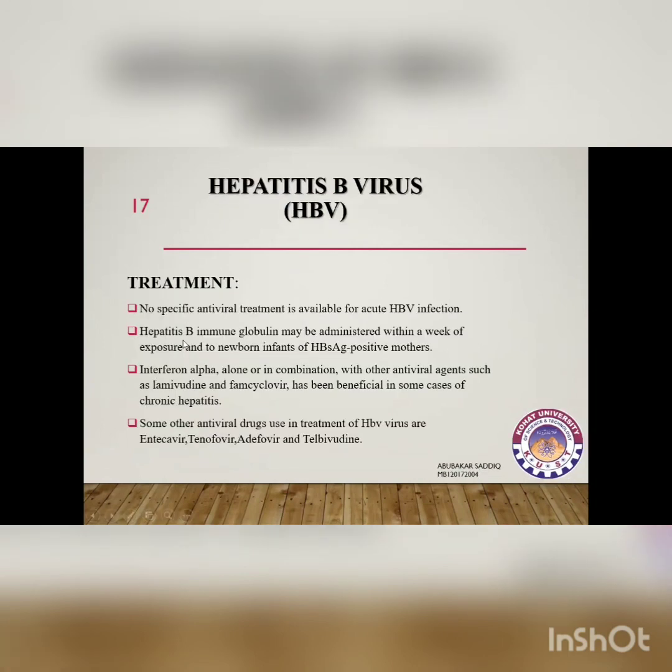Treatment. No specific antiviral treatment is available for acute hepatitis B virus infection. Hepatitis B immunoglobulin may be administered within a week of exposure to a newborn infant of a hepatitis B virus antigen positive mother. Interferon alpha alone or in combination with other antiviral agents such as lamivudine and famciclovir has been beneficial in some cases of chronic hepatitis. Some other antiviral drugs used in the treatment of hepatitis B virus are entecavir, tenofovir, and telbivudine.